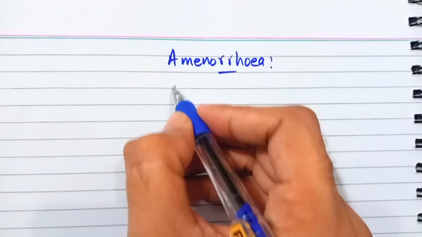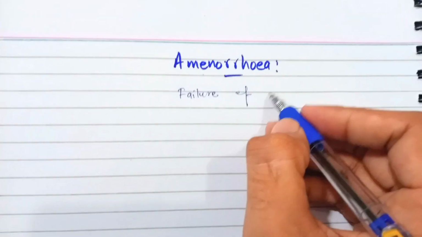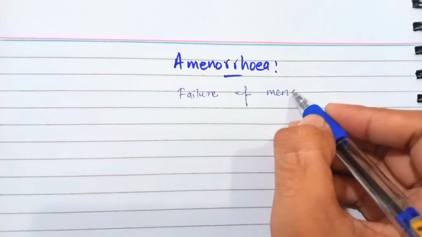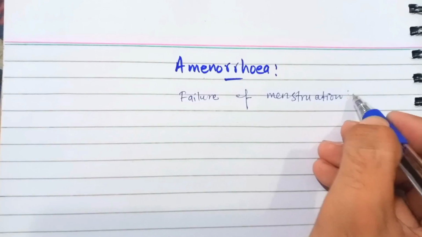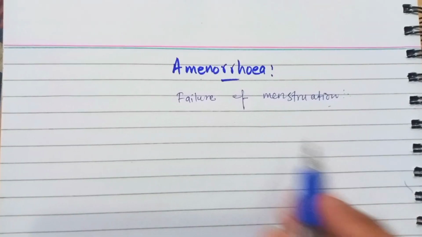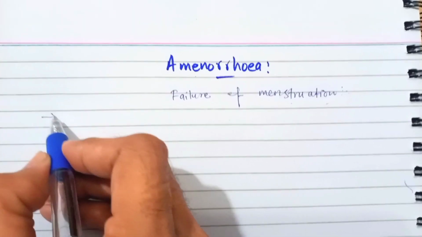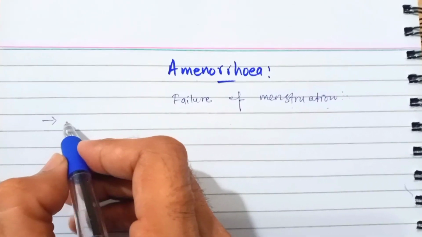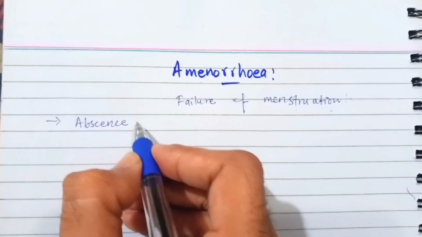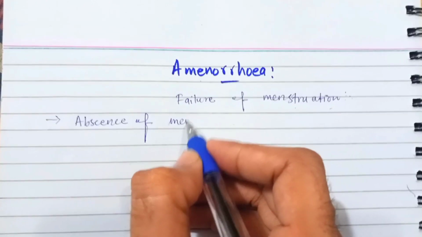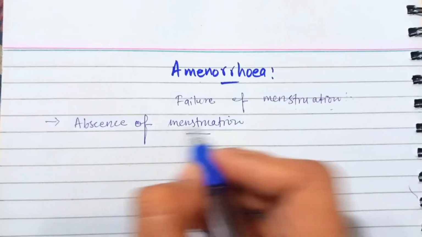Amenorrhea, in simple words, is the failure of menstruation in a girl or a woman that is sexually or reproductively active. So this is the definition of amenorrhea in simple words, but in documentation, we say amenorrhea is the absence of menstruation.